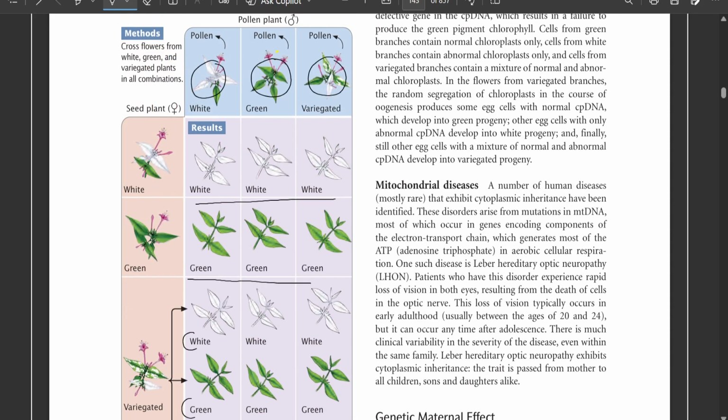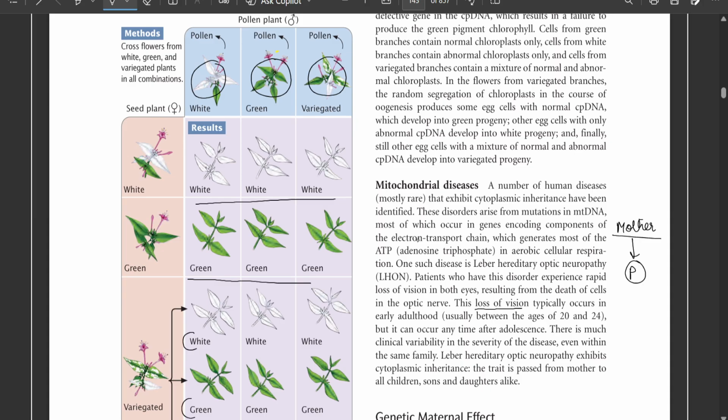Now even this kind of cytoplasmic inheritance can be found in humans, but it is an extremely rare case, and it is there in one of the diseases referred to as Leber hereditary optic neuropathy. Patients who have this disorder, that is LHON, experience rapid loss of vision in both the eyes, and it results from the death of cells in the optic nerves. This will only occur when the mother has such a disorder, so it will be cytoplasmically inherited to the progeny also.